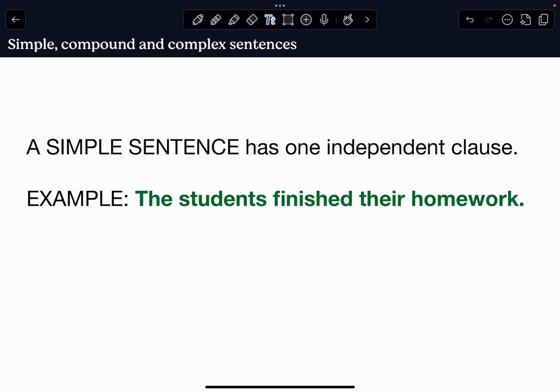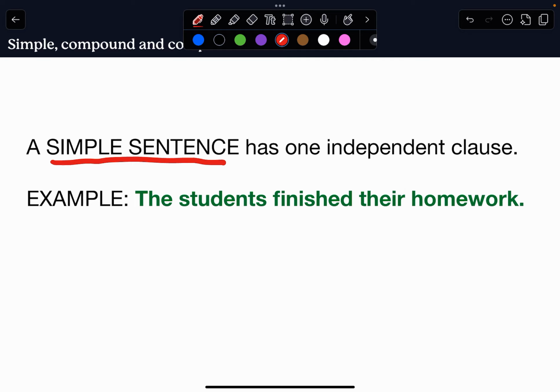Right, let's go through simple, compound, and complex sentences. Now, if you're not sure what independent and dependent clauses are, you need to go and watch the other video that I've posted before you go through this content. Okay, so let's go through the first one, which is a simple sentence.